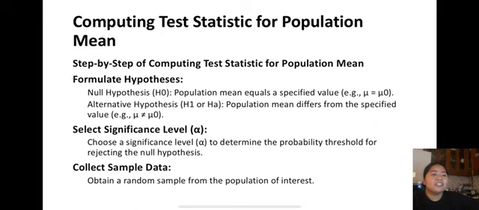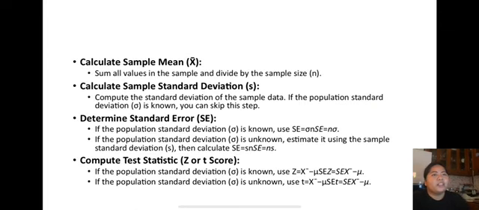Number 3 is to collect sample data. Obtain a random sample from the population of interest. Number 4, calculate the sample mean. Sum all values in the sample and divide by the sample size, or n. Calculate the sample standard deviation, or s. Compute the standard deviation of the sample data. If the population standard deviation, or sigma, is known, you can skip this step.